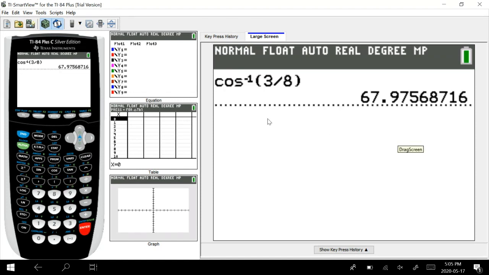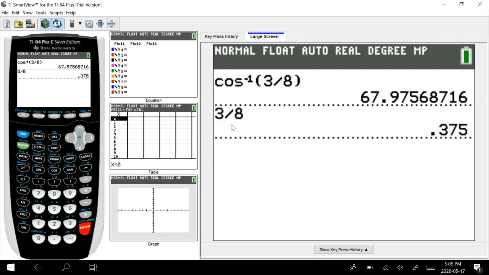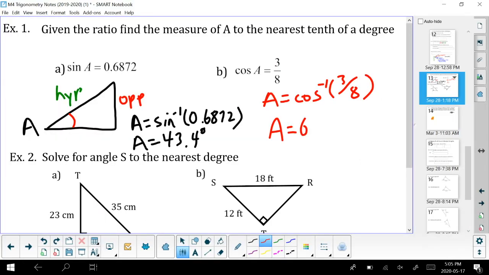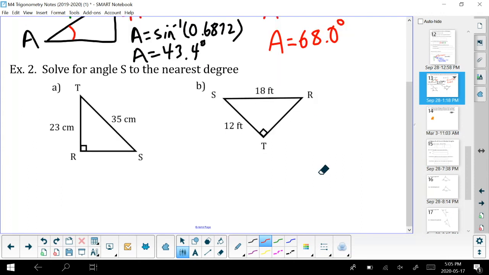If you have a scientific calculator that's a little finicky, what you might have to do is divide 3 by 8, which gives 0.375. You could instead go second cosine 0.375, close off your bracket, and we end up with the same exact answer. If we round to the nearest decimal place, that turns out to 68.0 degrees. So A is equal to 68.0 degrees.